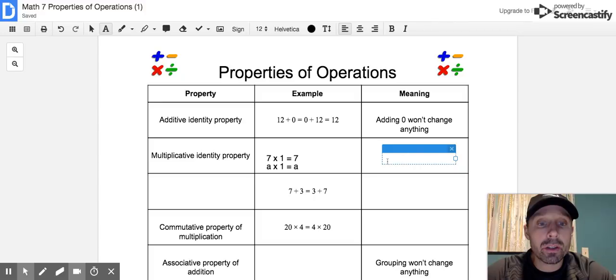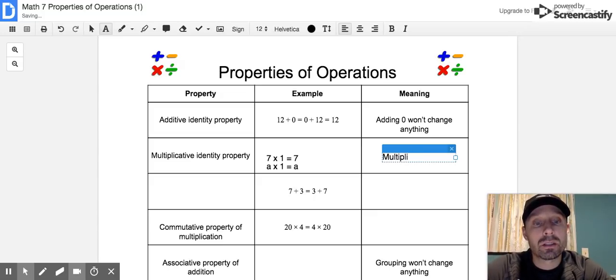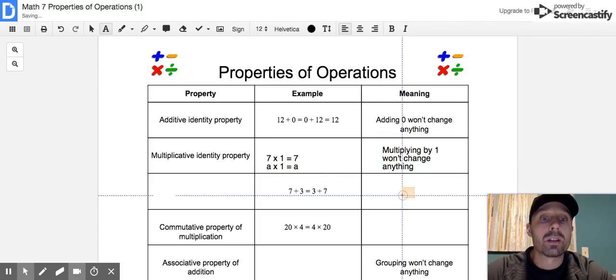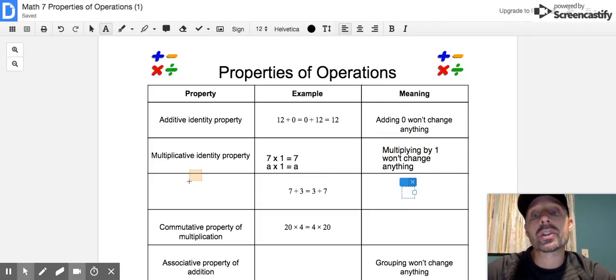So over here, we can say that multiplying by 1 won't change anything. So multiplying by 1 won't change anything.